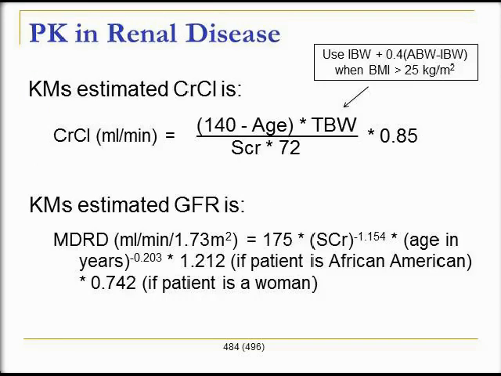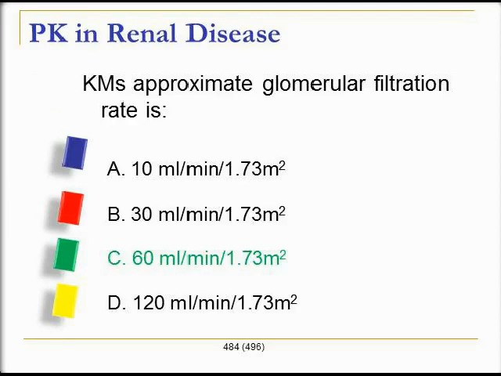So here's the Cockcroft and Gault equation, as you can see there, that we can calculate for KM. Now that's estimating creatinine clearance, and the question is asking you to estimate GFR. So for GFR, we should be utilizing MDRD. And the equation you can see there for MDRD results in the answer of C, 60 mL per minute per 1.73 meters squared.